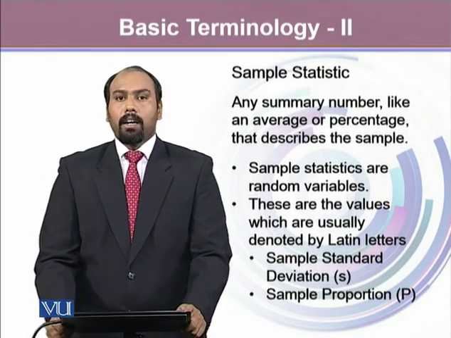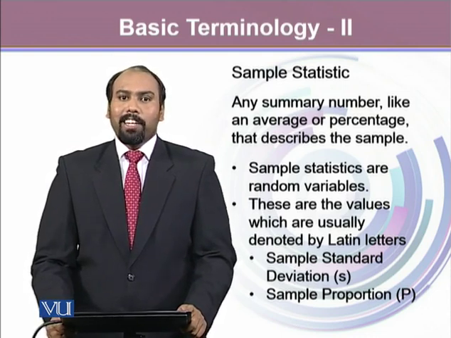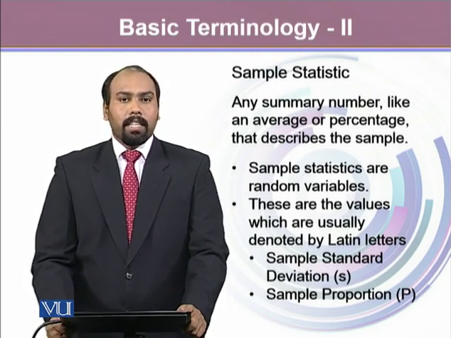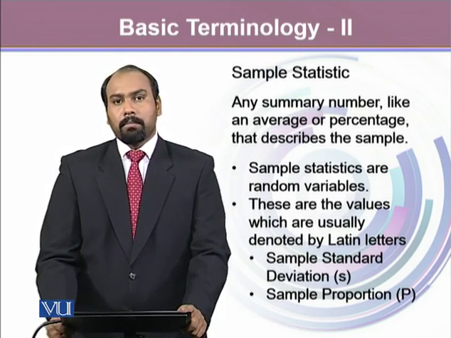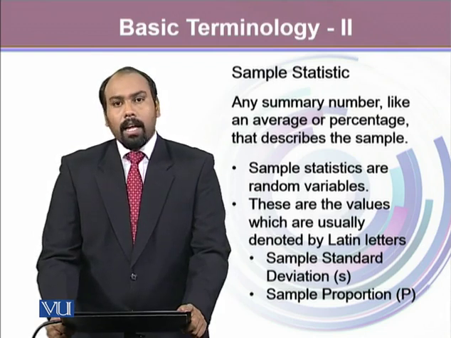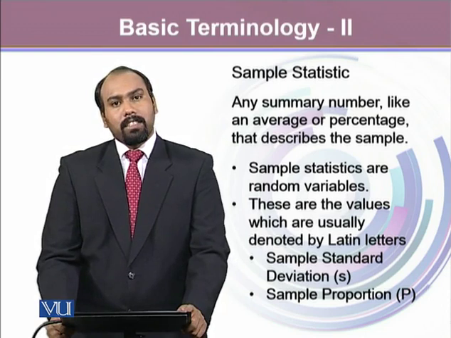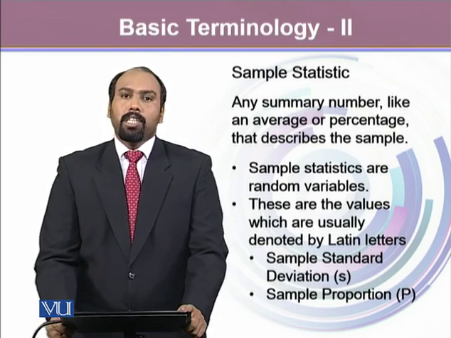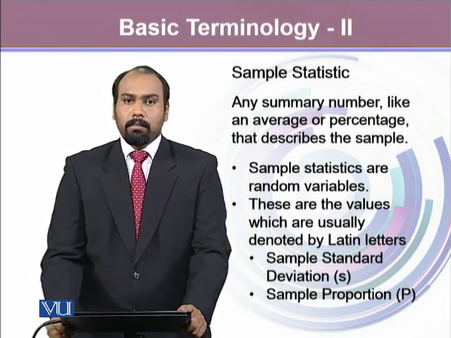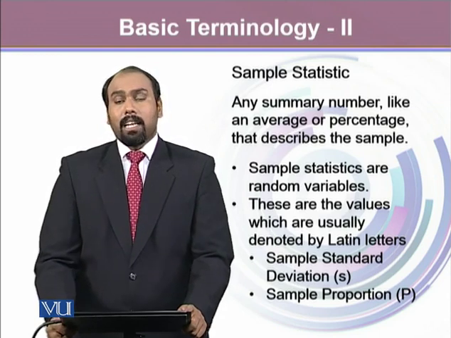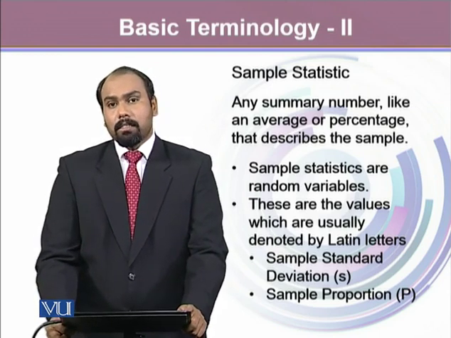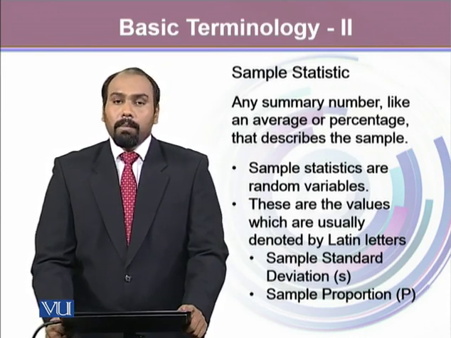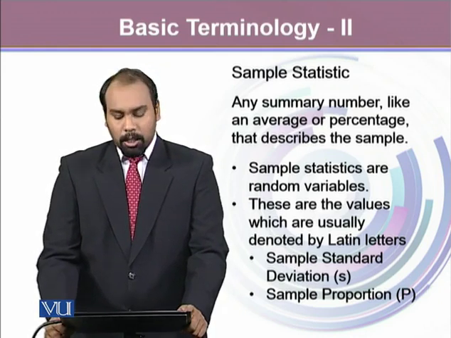Sample statistics are random variables. Since we already know we can obtain multiple samples from the same population, and every sample can contain a different amount of information, every different sample will always give us a different statistic, possibly. These values are usually denoted by Latin letters. Like sample standard deviation is denoted by S, and sample proportion is denoted by P. Sample mean is denoted by X bar.